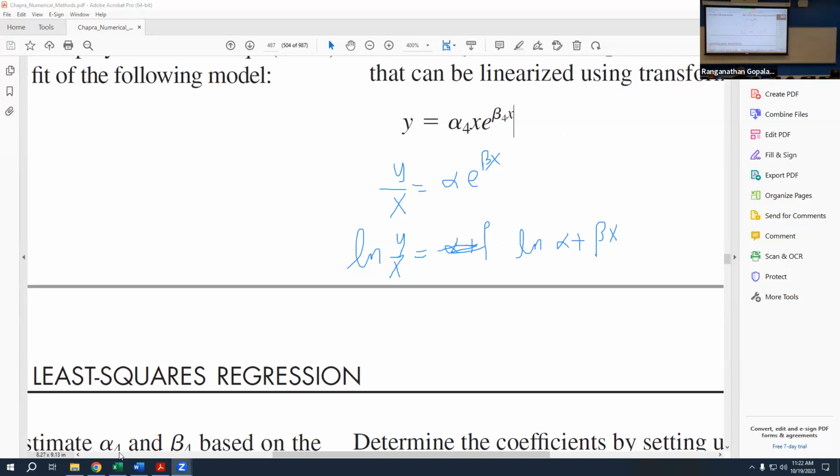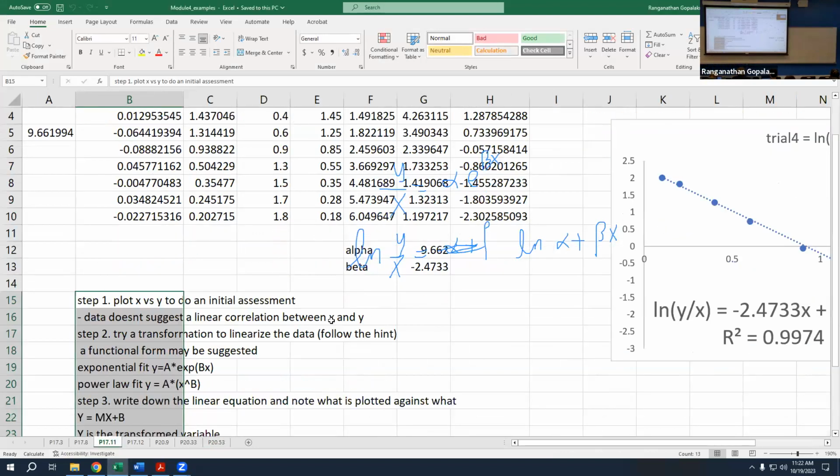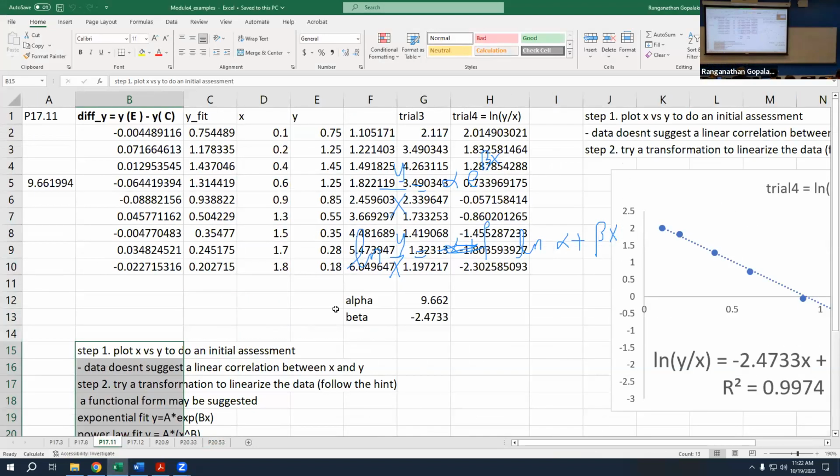And actually this was something we did in class. So if you see here, problem 17.11. So this is practically a giveaway. If you didn't have this on your homework, yeah, it's going to be hard.